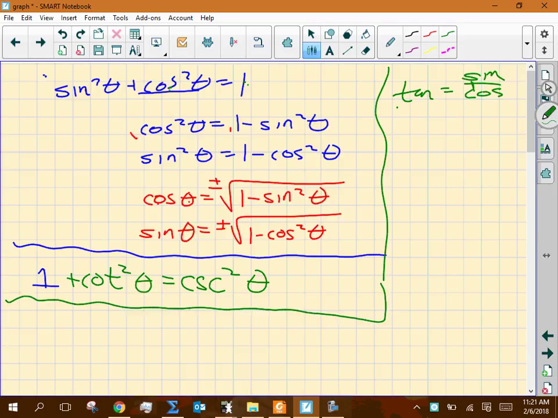The final Pythagorean identity that we come across is taking this and dividing by sine already, right? What's my other option? Divide by cosine. If I divide this by cosine squared, what's sine squared divided by cosine squared? Tan squared. Cosine squared divided by cosine squared is 1. And then 1 divided by cosine squared is secant squared. And that's your third identity.